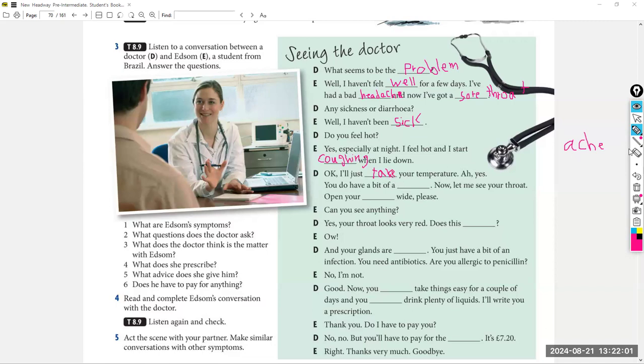Take, this is K, wait, let me write it correctly. So this is take, this is E, take.